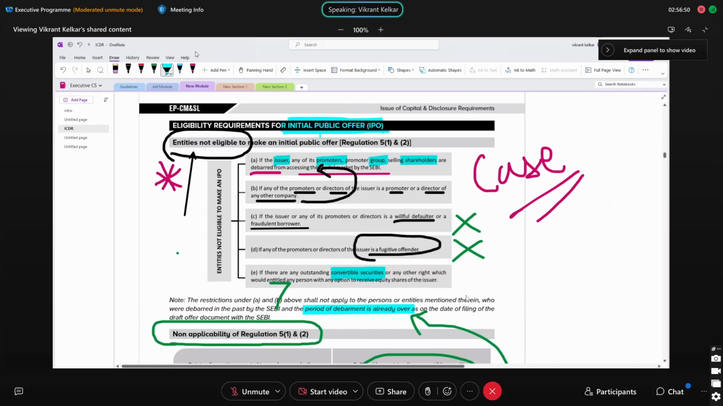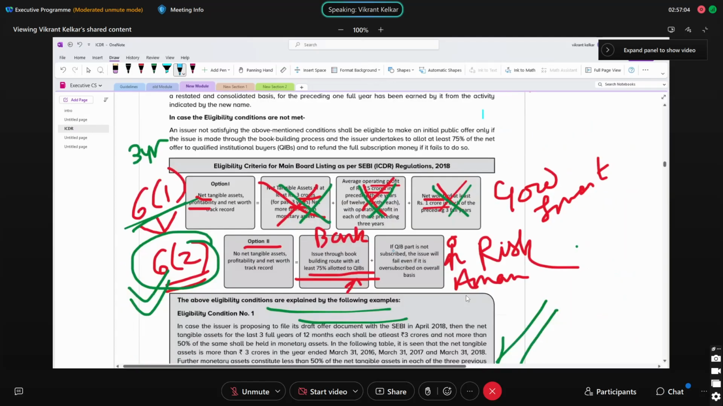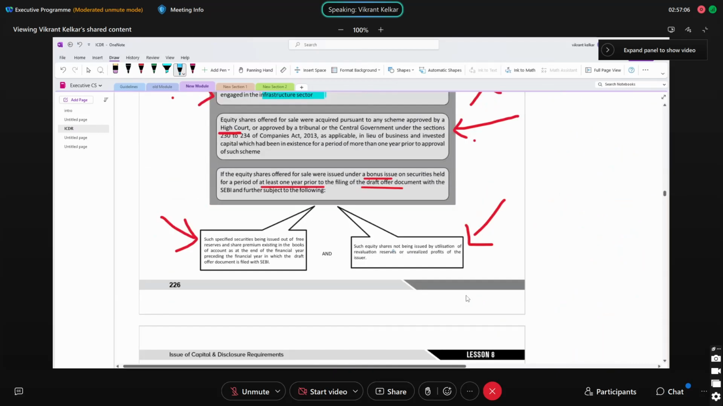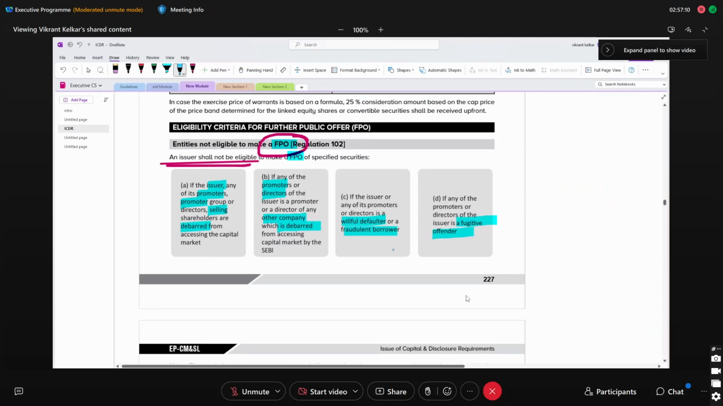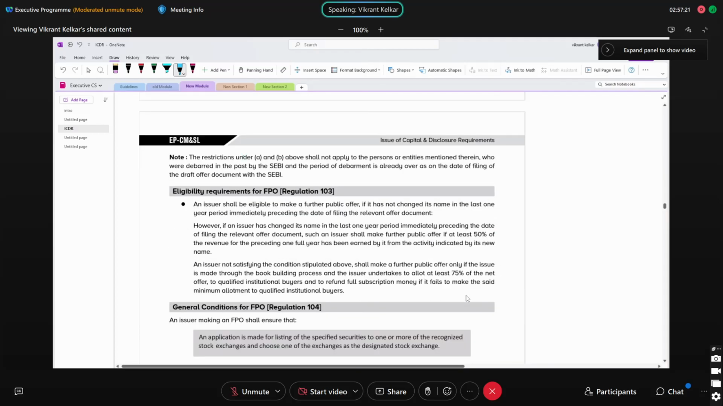First one, debarred. Second one, company is debarred. Third one, willful defaulter. Fourth one, fugitive. Correct. The last one, if there are any outstanding convertible securities, this is not there under FPO. Have you got the point? So these conditions are restricted to only four: debarred parties, willful defaulters, fraudulent borrowers, and fugitive offenders are not allowed to have an FPO.